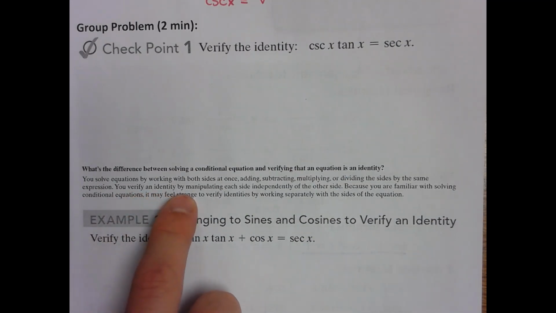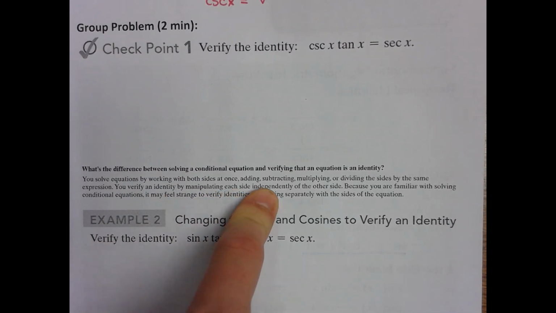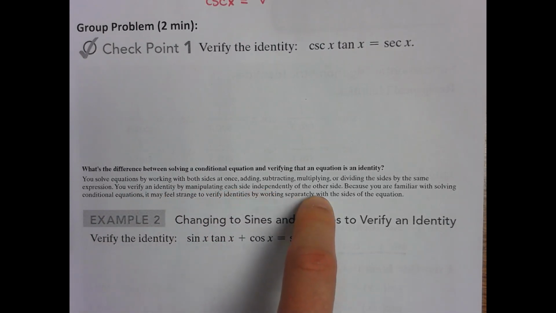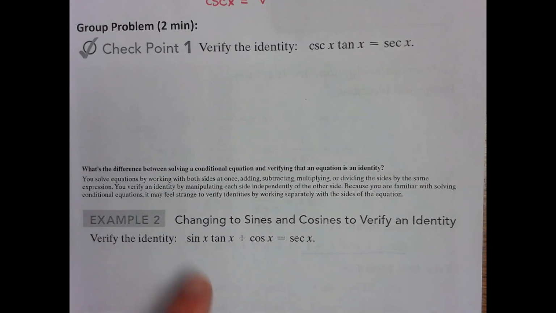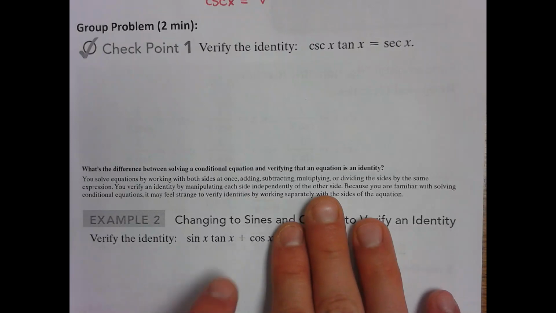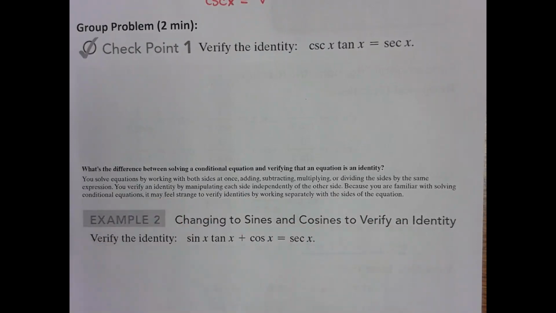However, when we verify an identity, we are manipulating each side of the equation independently of the other side, meaning we're not going to divide both sides by sine of x. Here, I'm not going to subtract cosine of x. We're strictly going to work with one side of the equation separate from the other. Because you are familiar with solving equations where we're adding, subtracting, multiplying, dividing on both sides, it's going to feel strange to verify identities by working separately with each side of the equation. So we've got to be really mindful about how this is different than us actually solving the equation. We're not solving anything, we're just verifying these identities.